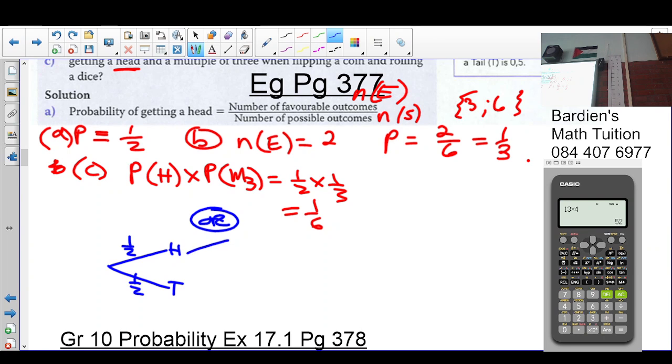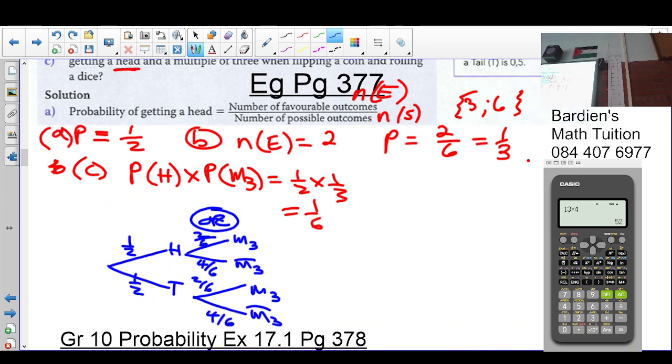Now if you throw a heads first, the multiples of 3 are 3 and 6. How many multiples do we have? 2 out of 6. Then not a multiple of 3, that is everything else. The bar on top means not. So how many non-multiples of 3 are there? 4. So what's the probability? 4 out of 6. A multiple of 3 is 2 over 6, not a multiple of 3 is 4 over 6.